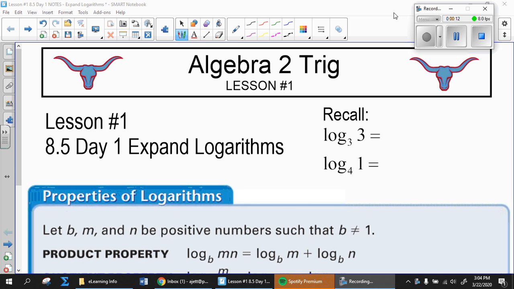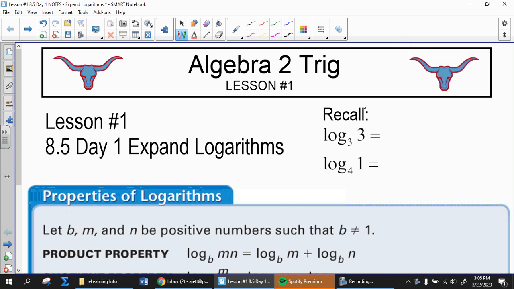8.5 day 1, and like I said, we're going to be splitting this up into multiple days. So the first day is going to be all about these new properties of logs, and today we're just talking about expanding them, so taking them from one small thing and expanding them out to multiple things. So just a little bit of review here.